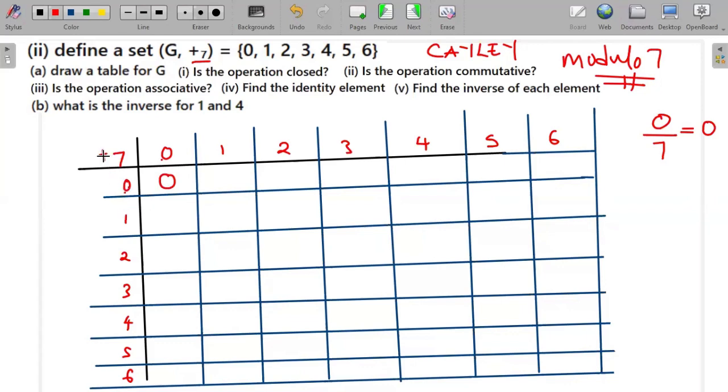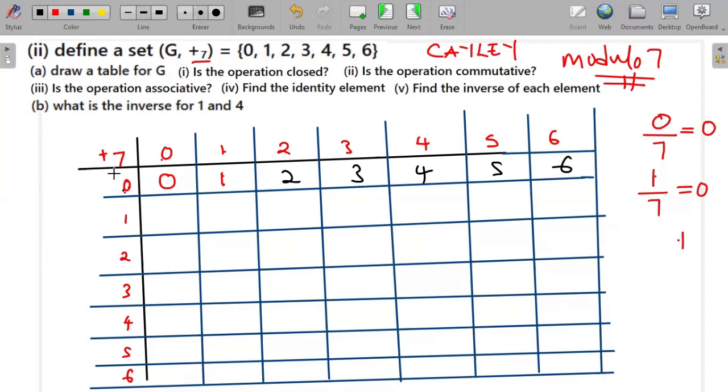0 plus 1 is 1. Divided by 7, that gives 0, remainder 1. So the 1 is the remainder that you put there. And then you do the same for the 2, for the 3, for the 4, for the 5. As long as the number is less than 7, we can just get it as the usual addition. So you can see 0 plus 0 is 0, 0 plus 1 is 1, 0 plus 2 is 2, 0 plus 3 is 3, 0 plus 4 is 4, 0 plus 5 is 5, 0 plus 6 is 6.